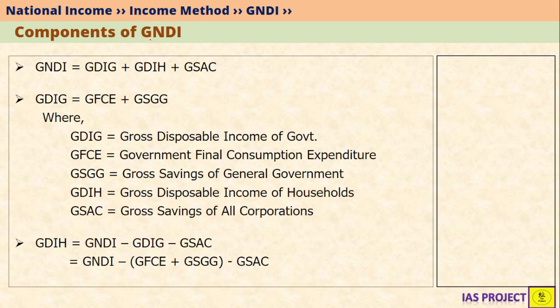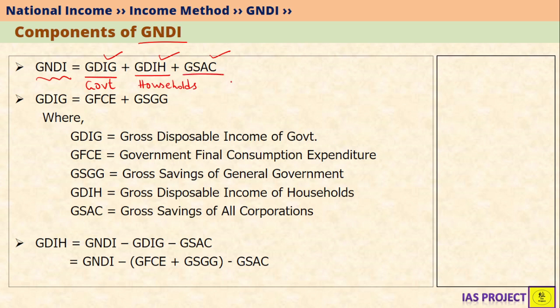Let's look at the components of gross national disposable income. Gross national disposable income is given by the sum of these three entities. Let's see what these three are. GDIG is nothing but gross disposable income of government. So this is nothing but disposable income of government. GDIH is nothing but gross disposable income of all households. So this is households.